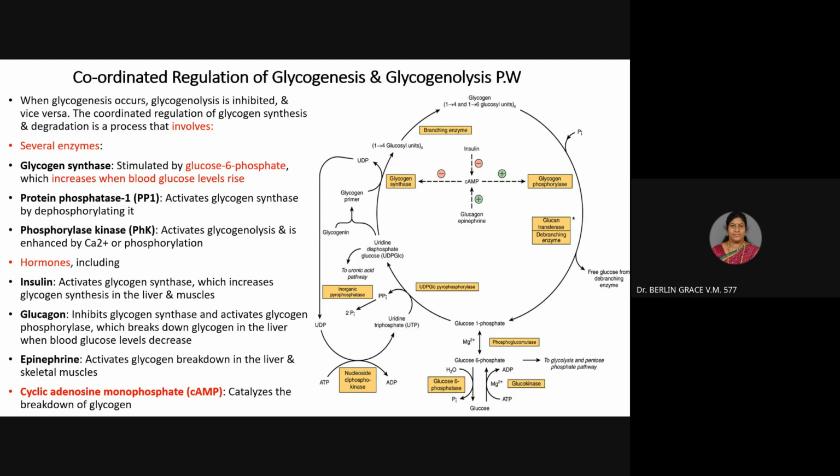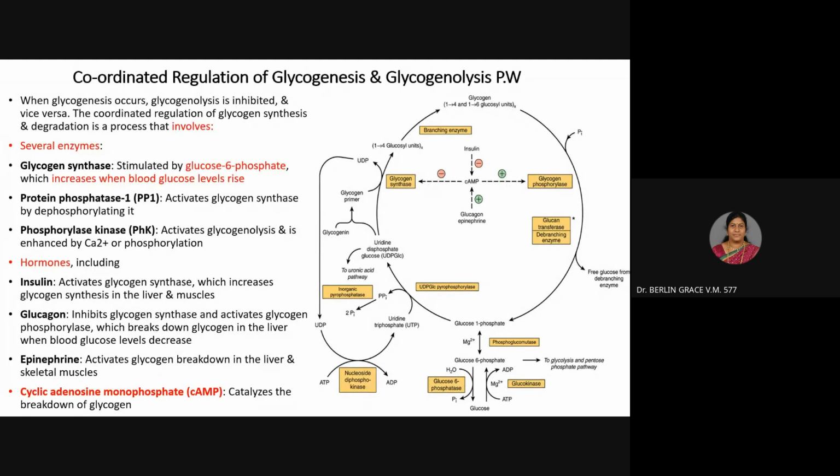And in addition to these hormones and this enzymatic regulation, the cyclic AMP, you can see in the diagram, cyclic AMP is inhibiting, that is the minus symbol, inhibiting the glycogen synthase, and it is activating glycogen phosphorylase, so that the glycogenolysis is activated and glycogenesis is inhibited.